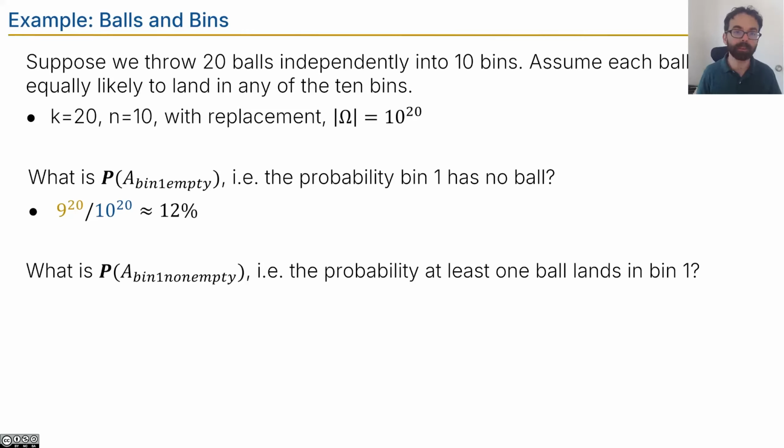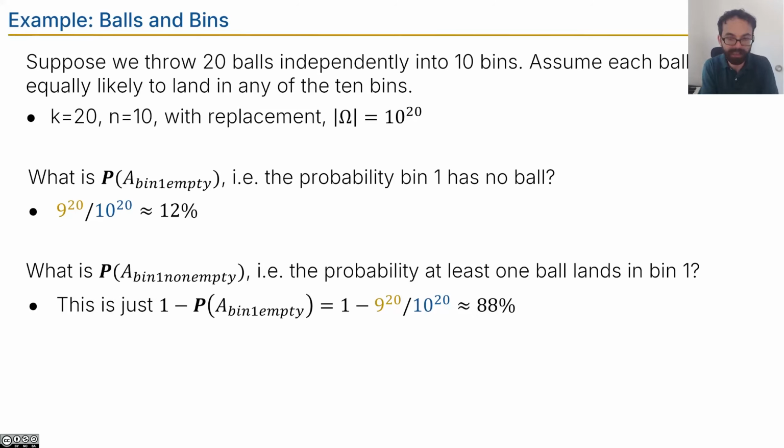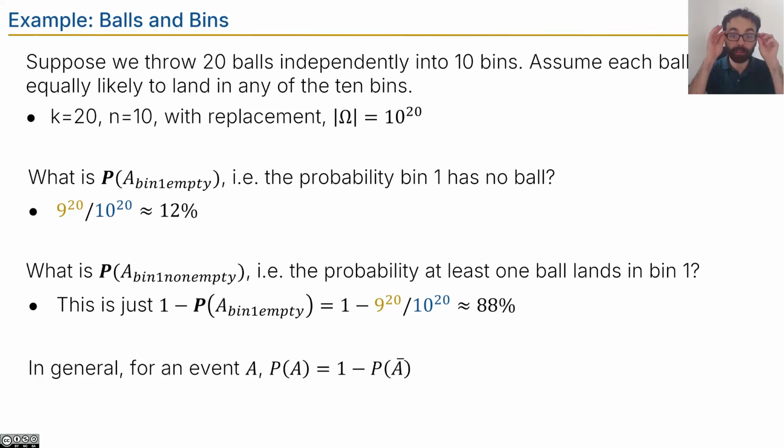And this is a very common thing to do in probability, which is to say, well, the probability that bin 1 is not empty is just 1 minus the probability that it's empty, right? We could just say 1 minus the other thing. So in other words, there's a 12% chance that the first bin has no ball, which means there's an 88% chance that there is at least 1 ball. Okay? And this is a technique that we'll use over and over in doing probabilistic reasoning, which is to observe that for an event A, the probability of that event is just 1 minus the probability of not that event.